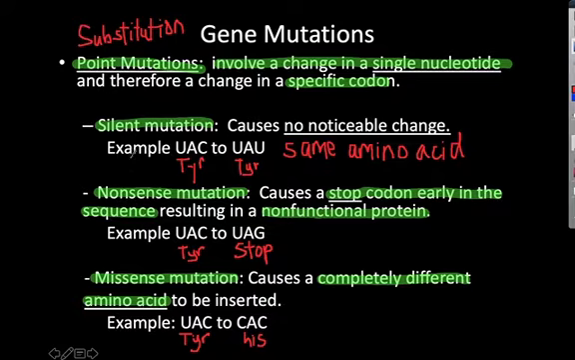All right, so those are the three types of point mutations, which are all types of substitution. You have one letter that gets substituted with another letter. Sometimes it makes no difference at all, which would be a silent mutation because they both code for the same amino acid. Sometimes it causes a stop codon early, which is a nonsense mutation, and that's definitely going to lead to a non-functional protein. And then sometimes the protein is made, but it is not going to work properly because you have the wrong amino acid inserted. And so the mutation leads to a completely different amino acid.